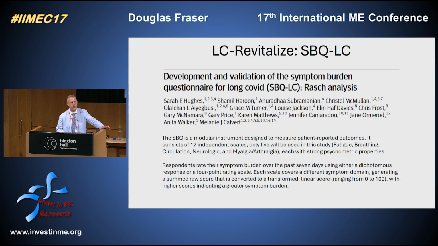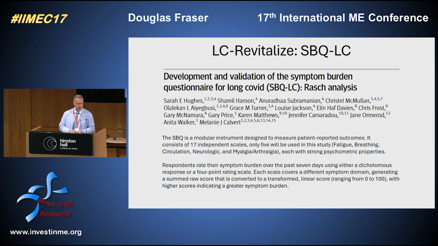So I can't show it, it's not my data, but without that data, we would not have been able to meet some of the assumptions we needed to for our statistical work. But again, we'll be using 5 of the scales, each of which has very strong psychometric properties. The respondents rate their symptom burden over the past 7 days using a dichotomous or a 4-point rating scale. Each scale covers a different domain, generating a summed raw score that is then converted to a transformed score of 0 to 100, with higher scores indicating a greater symptom burden.